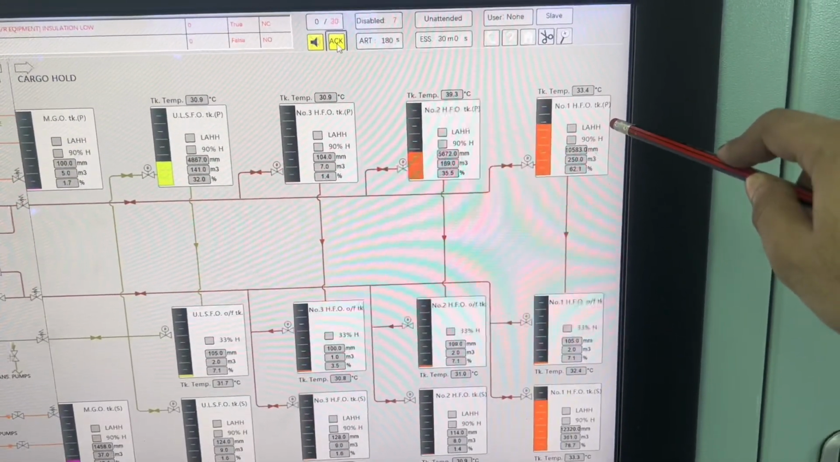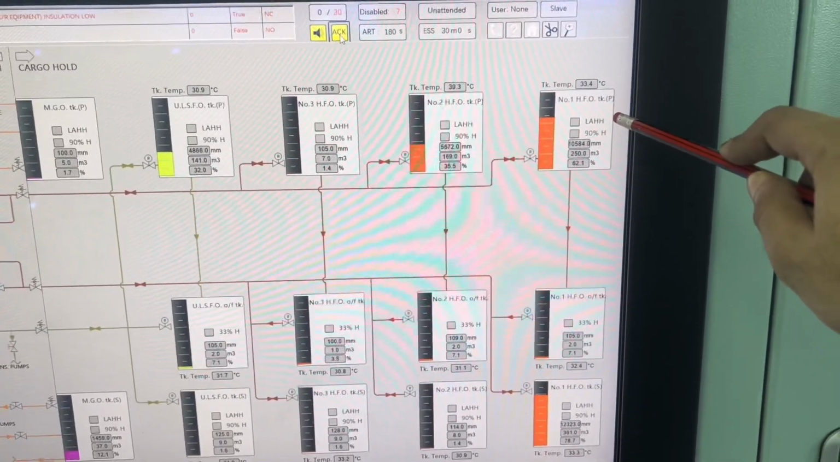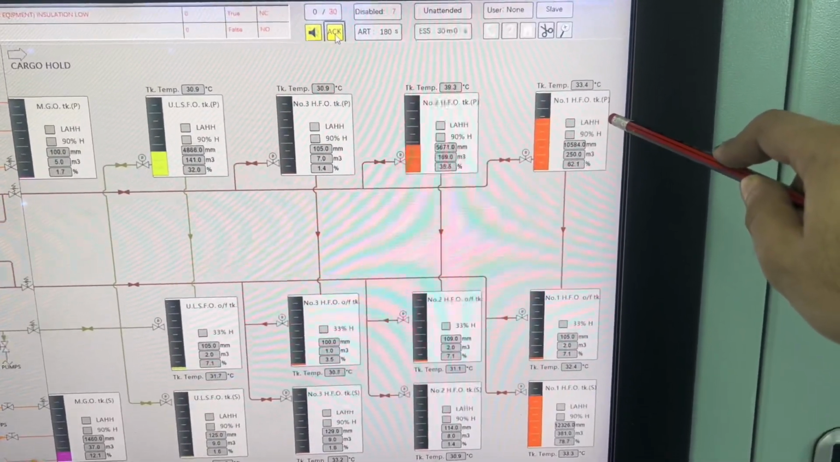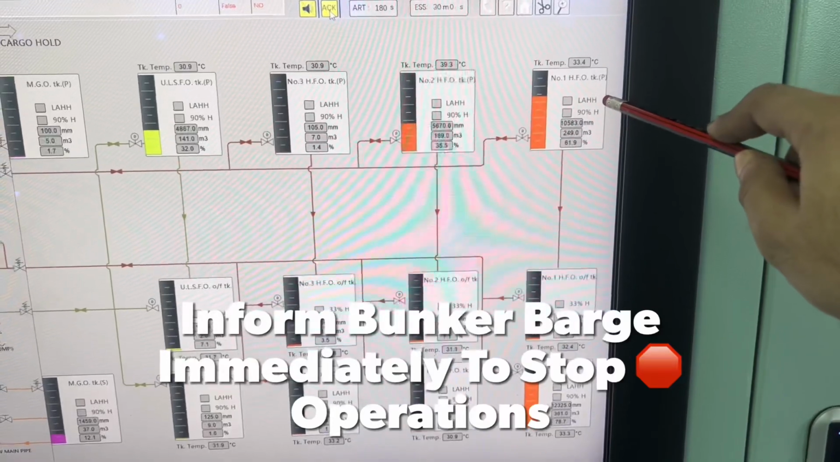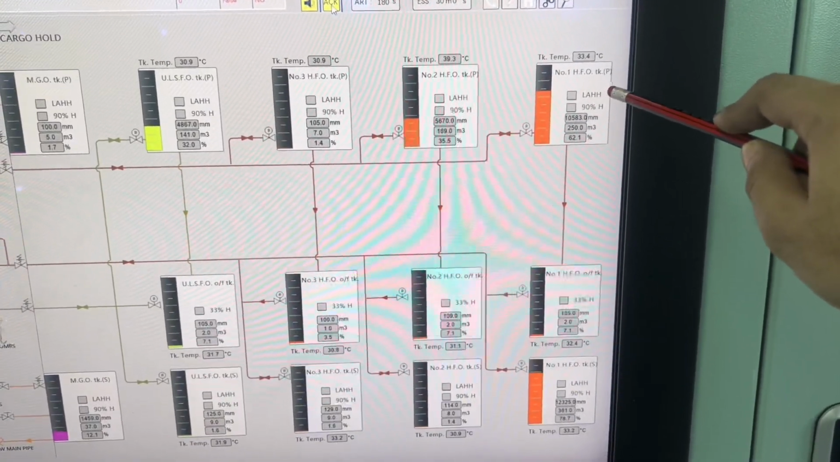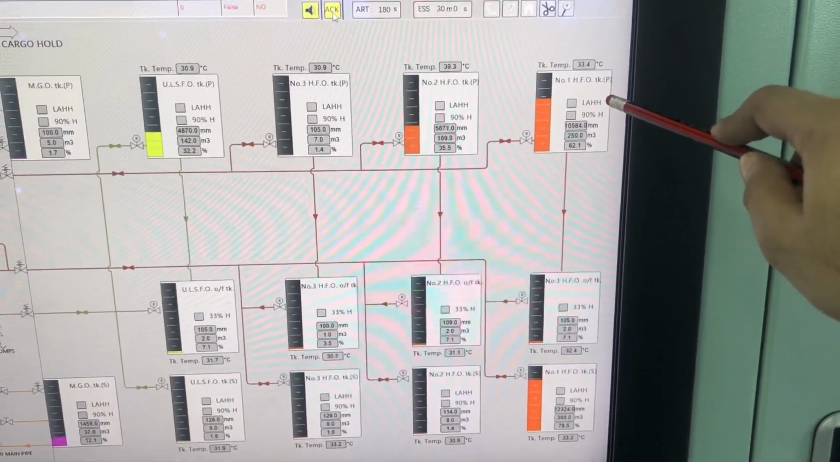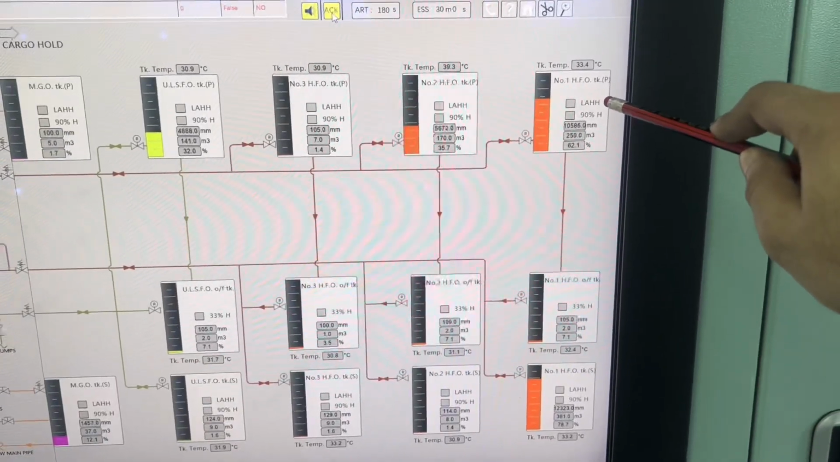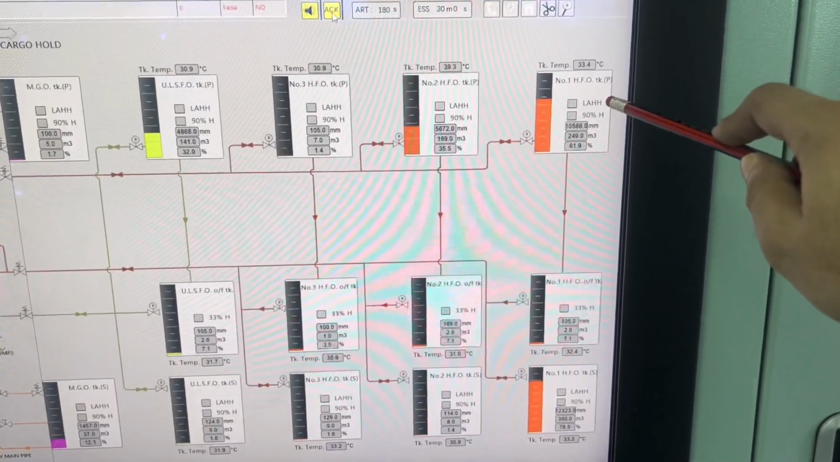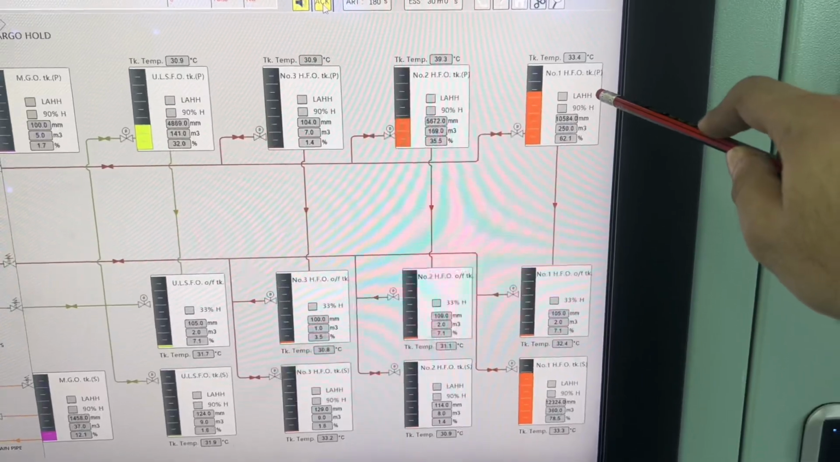This 98% high level alarm will also give an audible and visual alarm in the engine room. At this point, we have to immediately inform the bunker barge to stop the bunker operation. Otherwise, there is a high chance that there will be an oil spill on the deck.